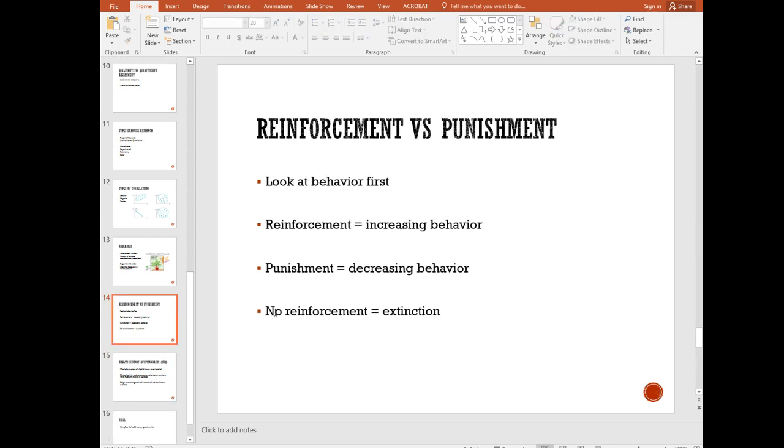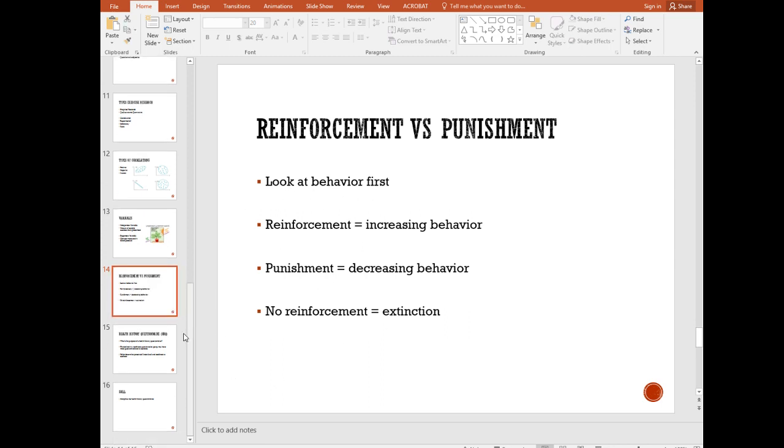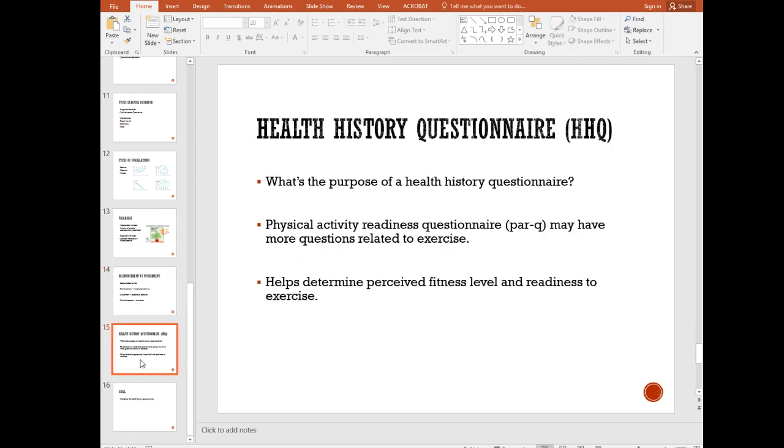And if you don't reinforce, then you'll have extinction. So you've got to continually use positive reinforcement. Don't get bogged down in that. I just wanted to explain it to you.